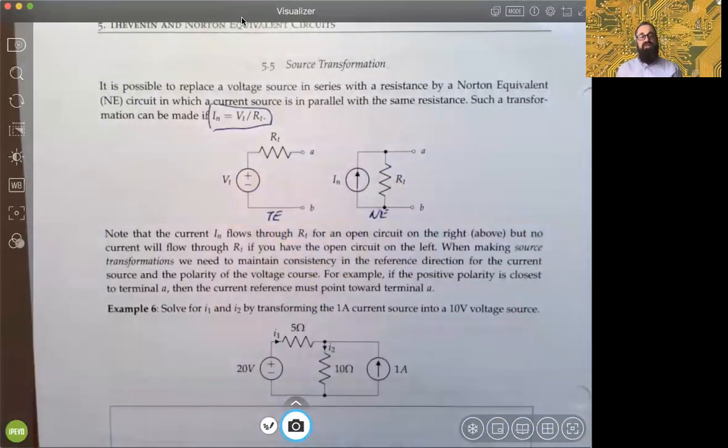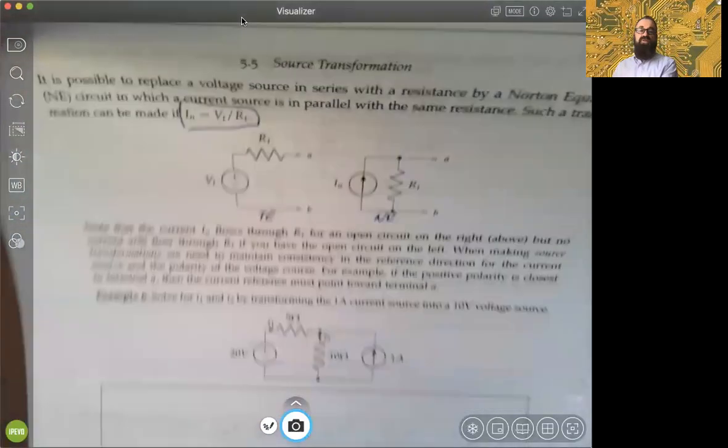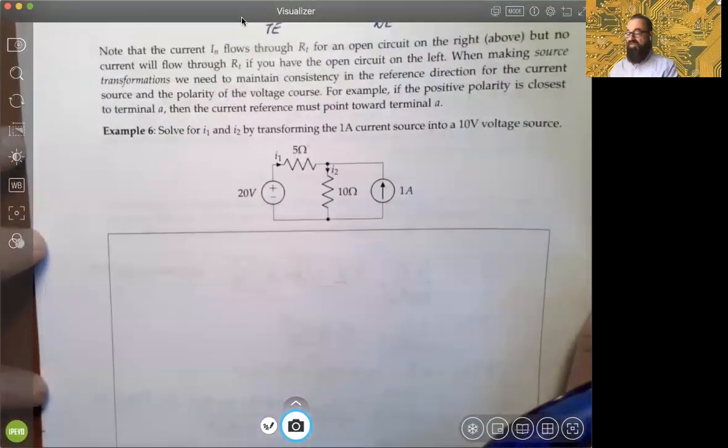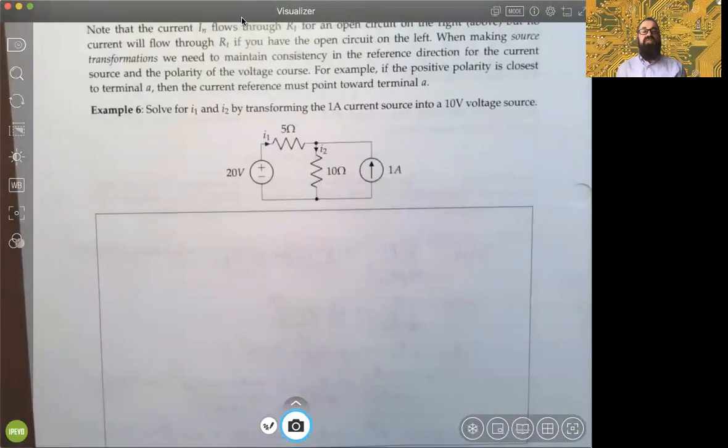So you just have to be careful that you orient it correctly. So we're going to apply this technique of switching out sources using different equivalents by 2 examples. So we're going to look at example 6 now. And what we're interested in doing is finding the 2 currents there, the one flowing through the 5 ohm resistance and the one flowing through the 10 ohm resistance.